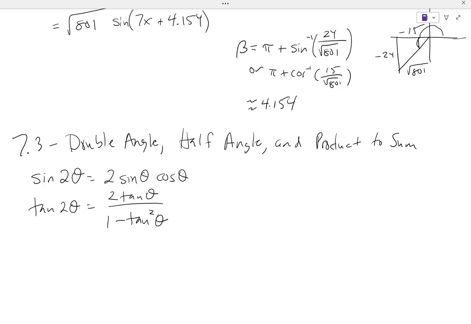So remember the double angle formula for sine is 2 sine theta cosine theta. For tangent, it's 2 tangent theta over 1 minus tangent squared theta. And we just had one standard formula we wrote for those. For cosine, we had 3 of them. This is why I'm doing it last.